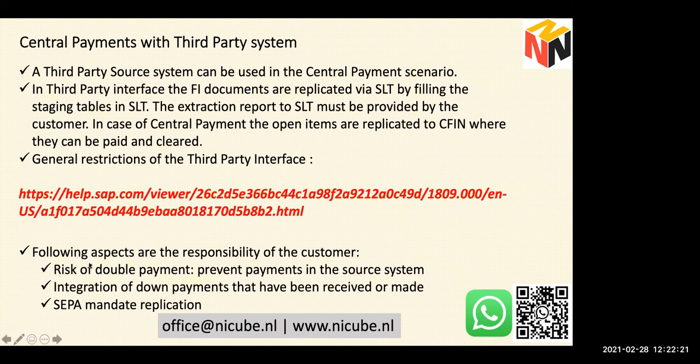So the risk is the risk of double payment. So you will need to prevent users somehow to stop doing payment from your source system. So that's why it says aspect responsibility of the customer. Because your open item is now sitting in both the systems, in source and in target, you can pay it from anywhere. But in SAP system, it is not the case. So that's why it is an additional check, but it is possible to do central payment from third-party system also. And there is a help viewer. More details are given by SAP on restriction, features, everything.